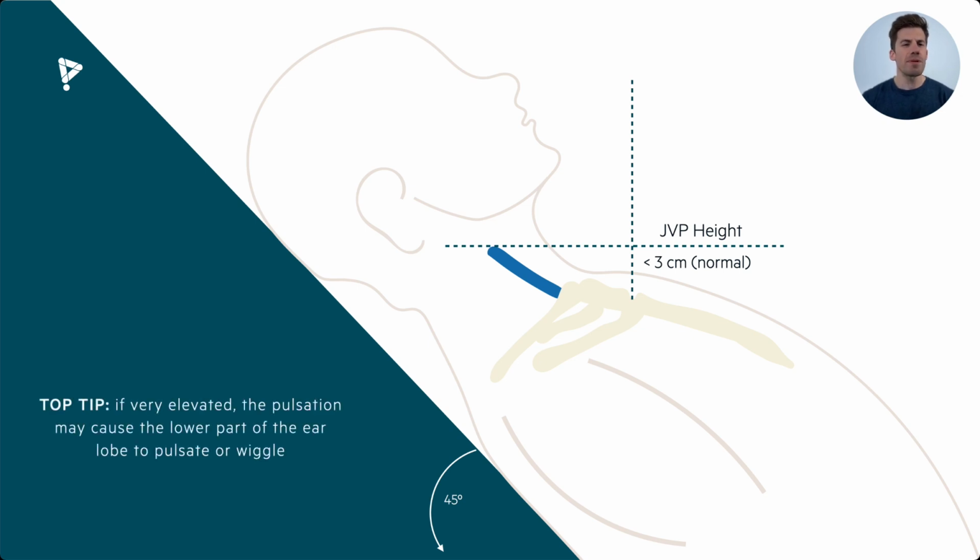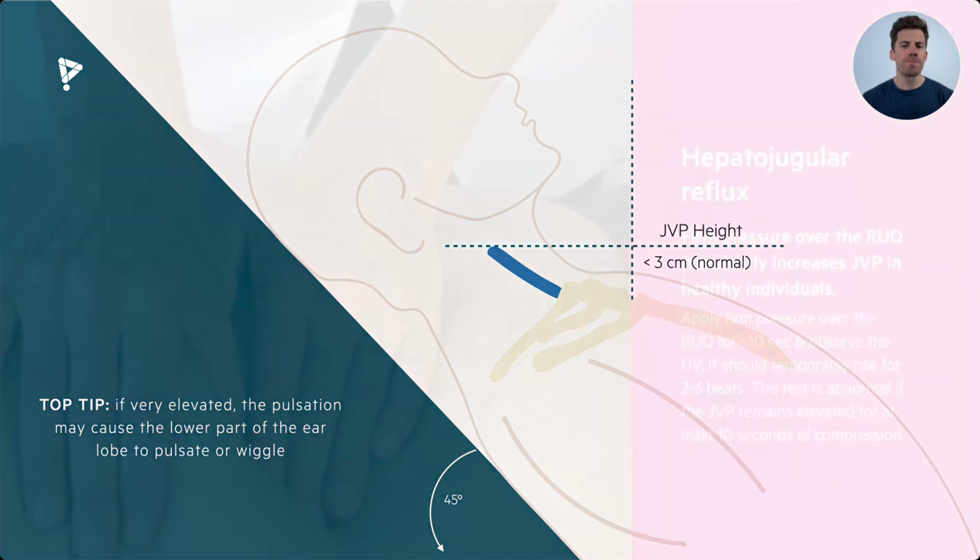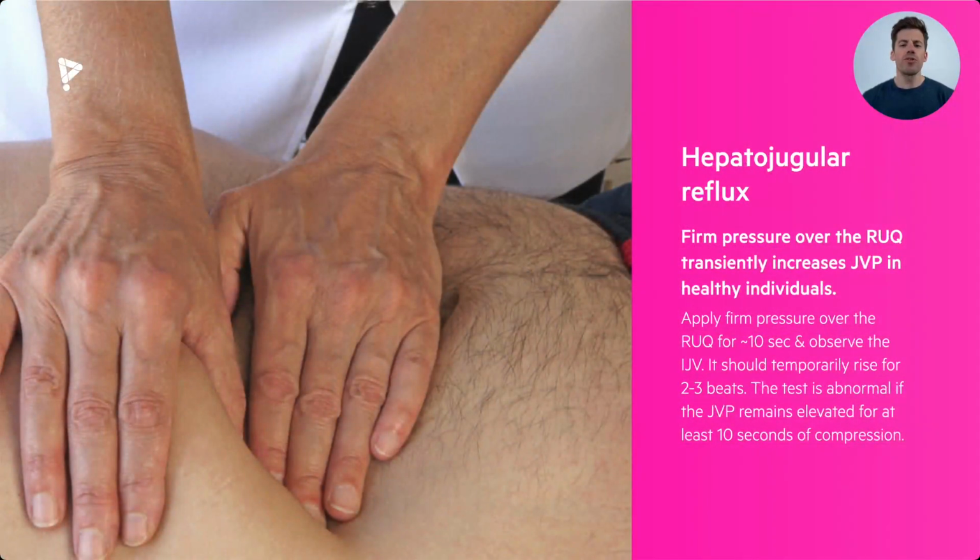One top tip is if the jugular venous pressure is very elevated, the pulsation may cause the lower part of the earlobe to pulsate or wiggle. So if you're expecting someone to be fluid overloaded, look straight for the ear and see if you can see that characteristic wiggle. One important clinical sign is hepatojugular reflux. This involves applying firm pressure over the right upper quadrant to transiently increase the jugular venous pressure even in healthy individuals.